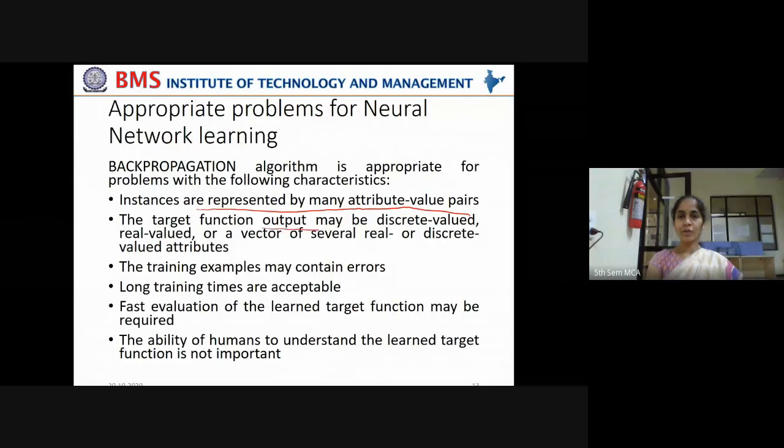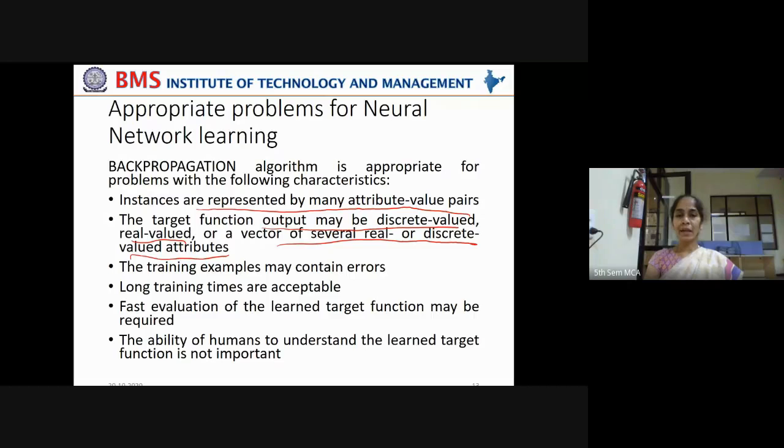And the target function output may be discrete valued. It can be yes or no, male or female, reliable or not, genuine or not, like that. It can be real valued: forecasting the weather, forecasting the rainfall, forecasting the sale price of a house, or a vector of several real or discrete valued attributes. It can be 10 different directions a vehicle can take. It can be 30 different directions a vehicle can take. It can go left, it can go diagonally left, it can go straight ahead, it can go diagonally right. That way, the target function can be modeled.